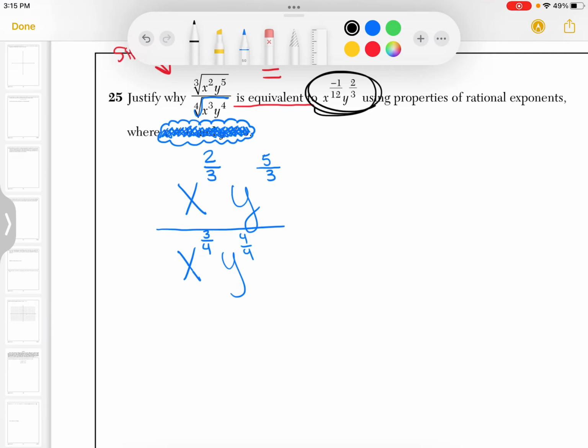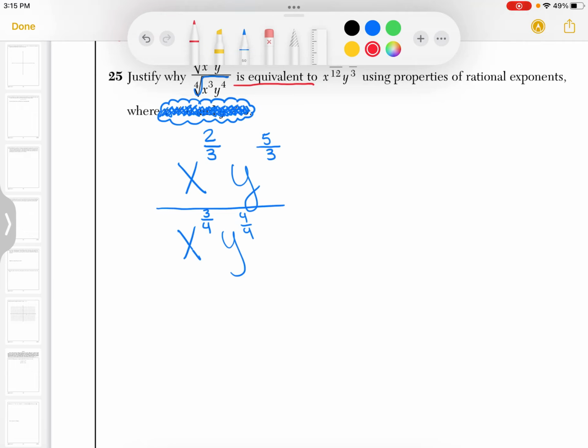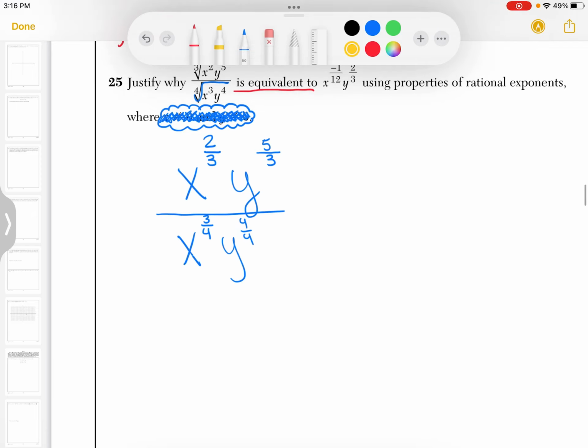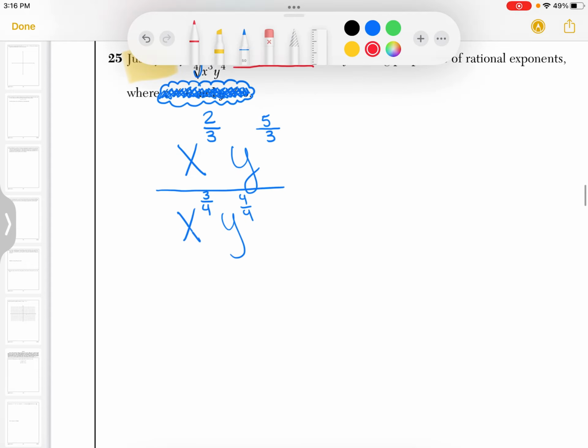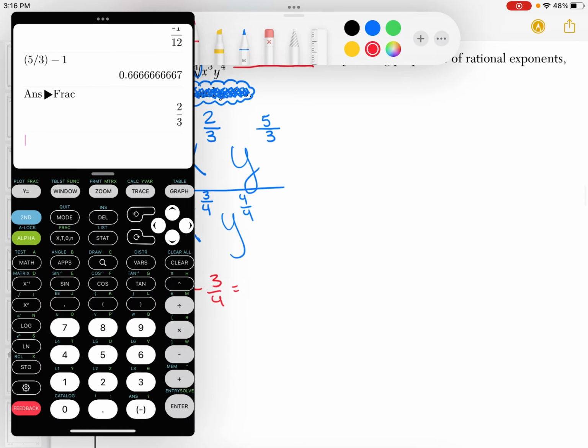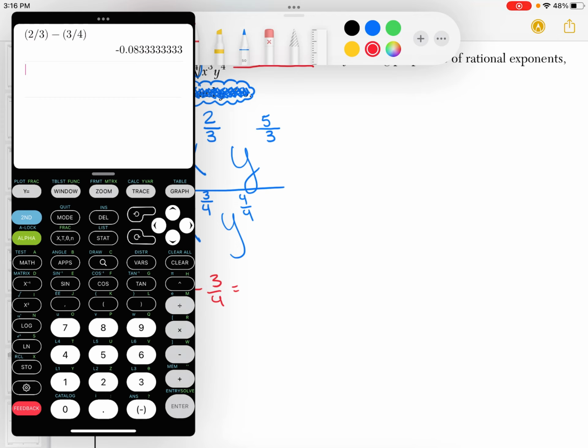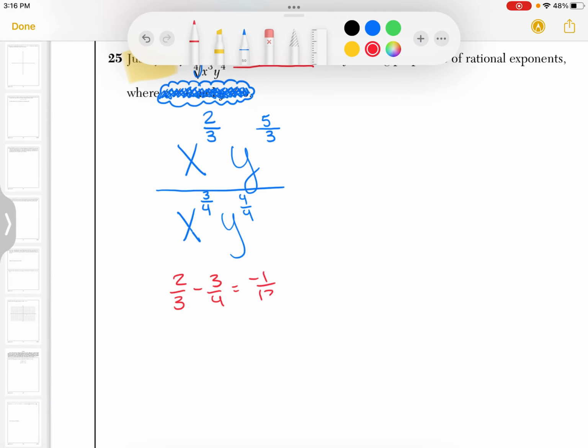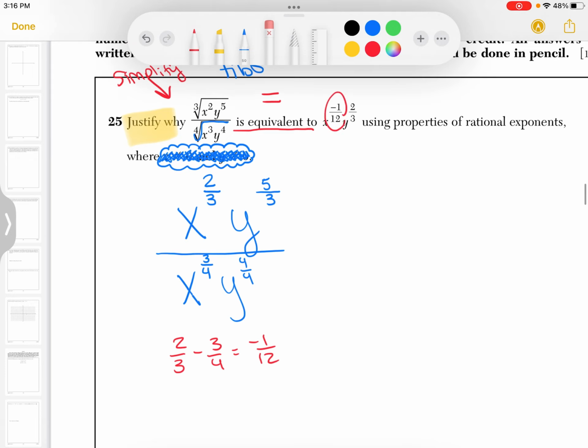Okay, clearly that's not equivalent to this yet, so I still have some simplifying to do, so off to my next step. All I can really do with this, because I have similar letters on top and bottom, is do division. When you are dividing, you have to subtract your exponents. Now this entire problem is telling me to justify why they're equal, so I want to show all of my work. I'm going to show that I do 2/3 minus 3 over 4. Okay, so in my calculator I would plug in 2/3 minus 3/4. Get a decimal, so I math enter it, and I get negative 1/12. That's a good sign because I go back up here and I look, and that is negative 1/12.